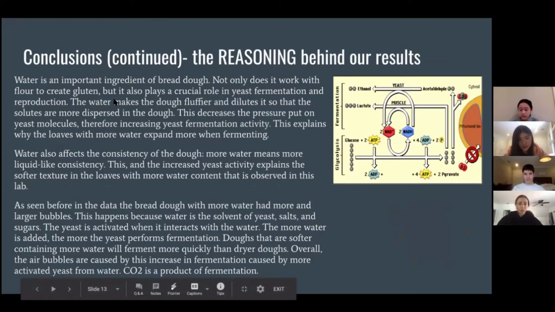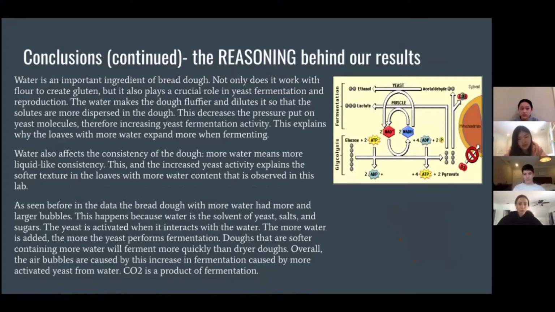So for reasoning, we noticed that the water caused the dough to rise more and make the loaves bigger. And we learned that it was because the water decreases the pressure put on yeast molecules and allows it to perform fermentation quicker. So this increases yeast fermentation activity and causes the loaves with more water to expand more when fermenting. And the water also affects the consistency of the dough.